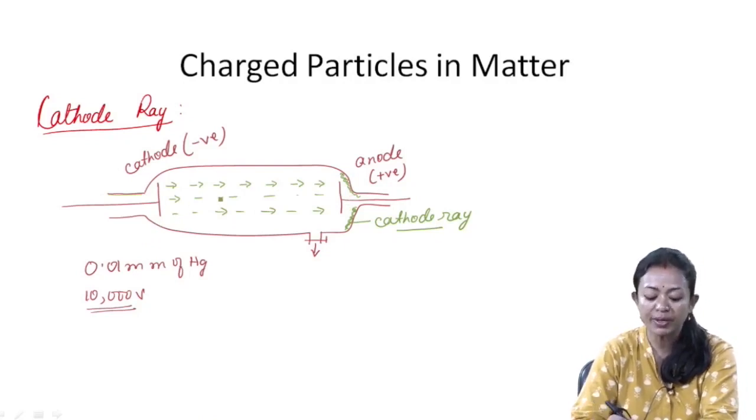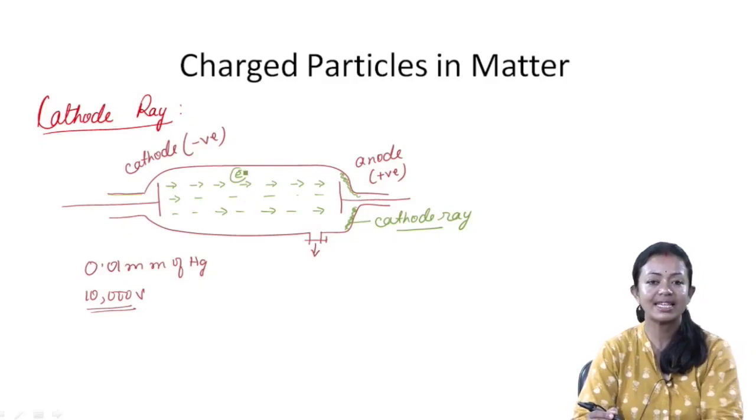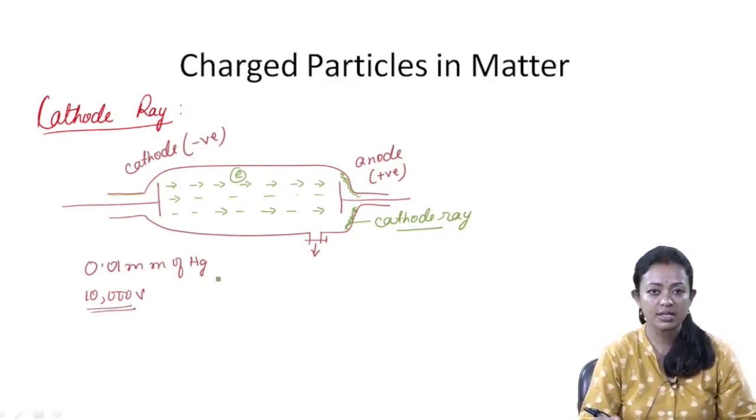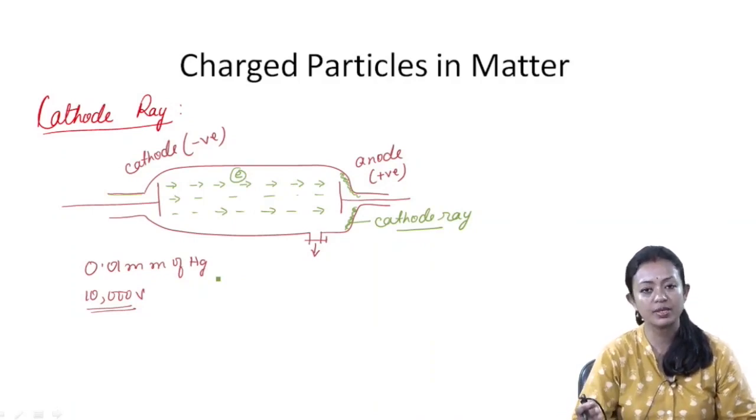So the movement of these particles from the negative end to the positive anode authenticated that they were negatively charged. So he found that this cathode ray was basically particles which had detached from the neutral atom and started moving from the cathode towards the positive anode.